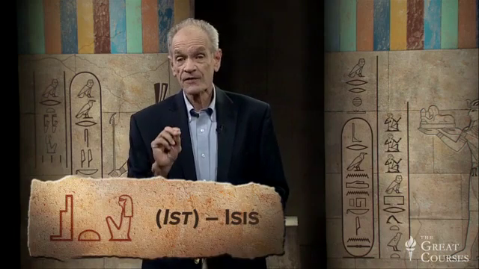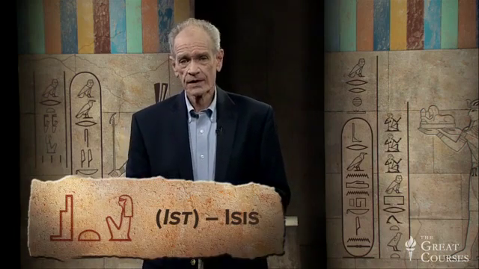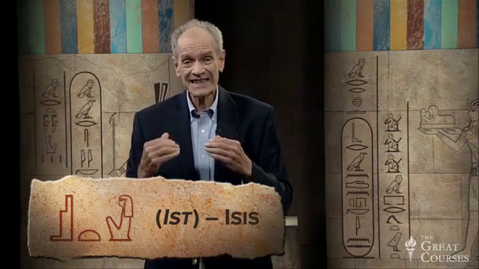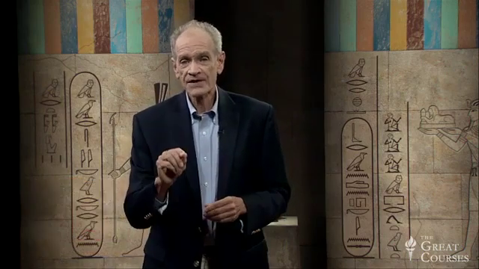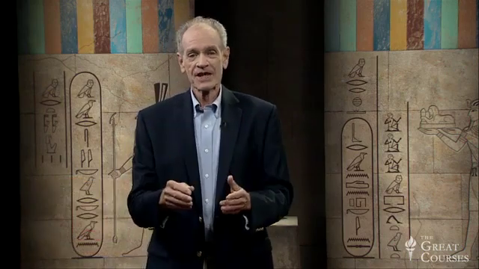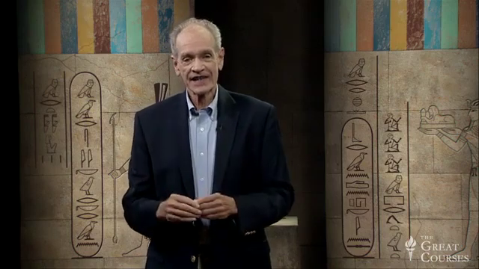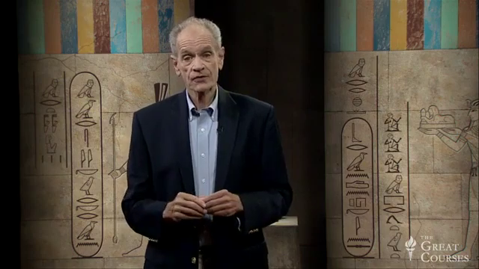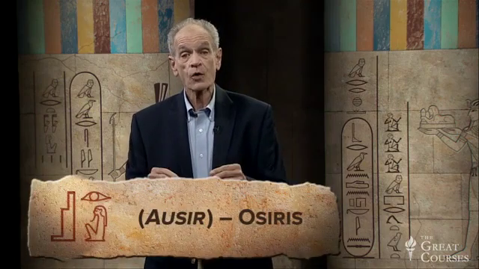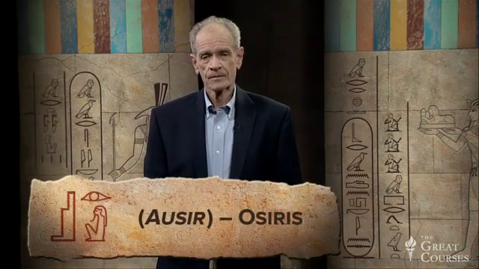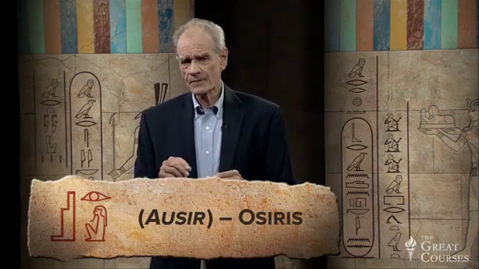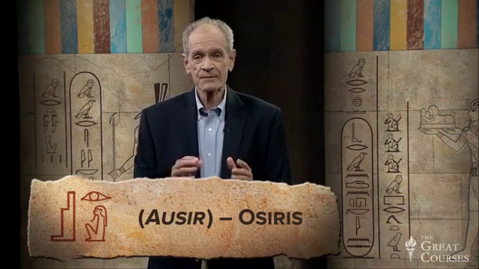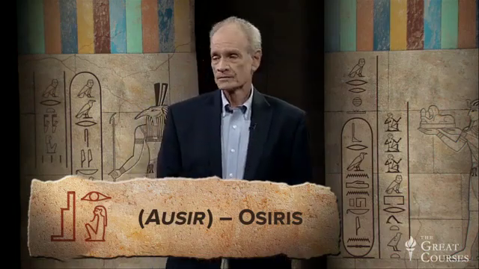The main element of her name is a throne, and you will see that it has a T next to it. It was pronounced Iset. Later, when the Greeks entered Egypt, they added the IS ending and it became Isis. It was the same for Osiris. His name was written like this. This was pronounced something like Osir, and the Greeks later added their ending to make it Osiris.